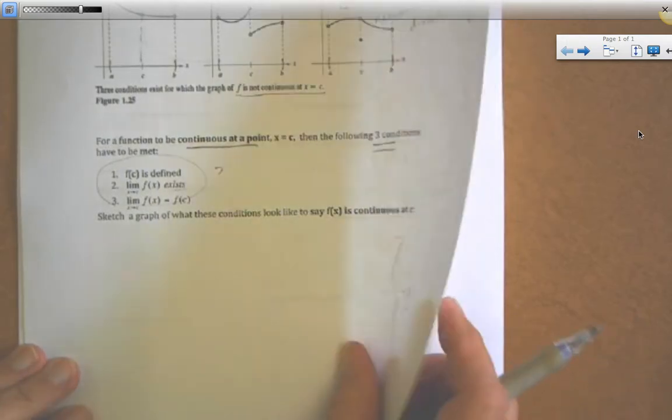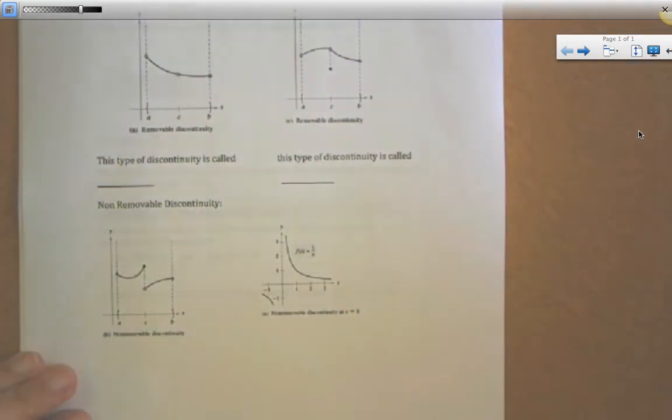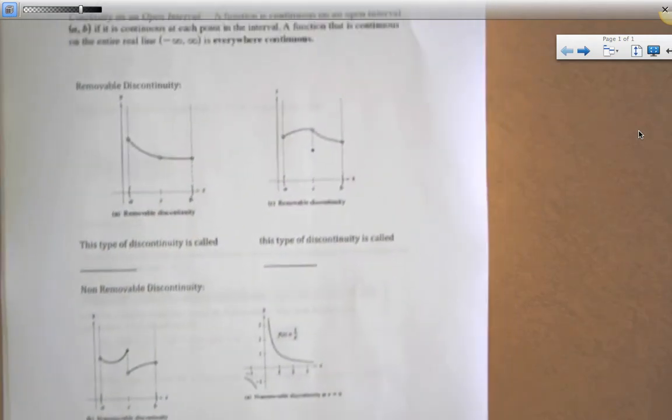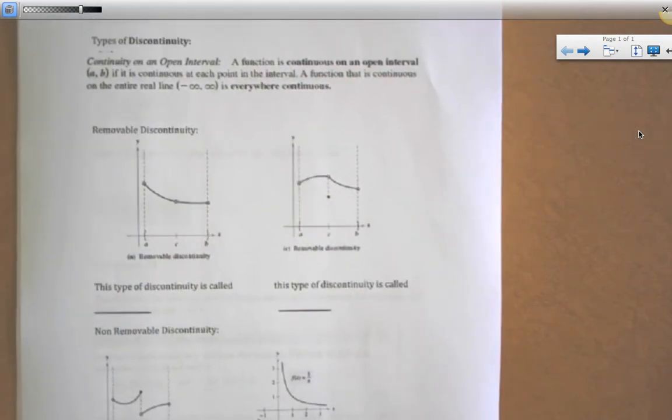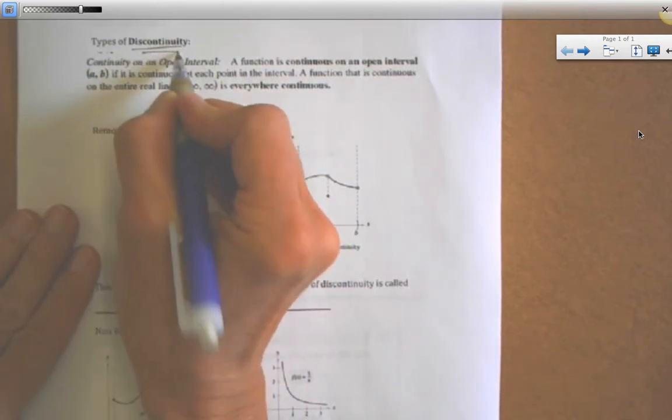All right, then that covers continuity. Those three things have to exist for it to be continuous at a point. Now then, let's talk about discontinuity.